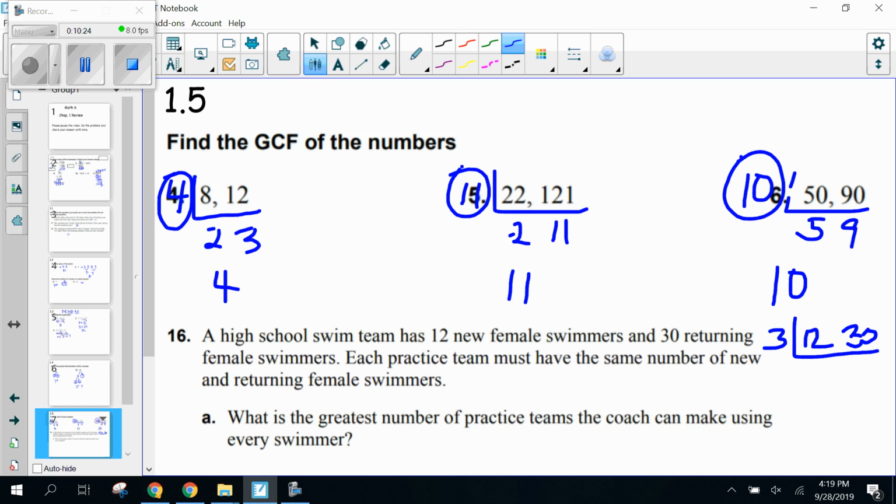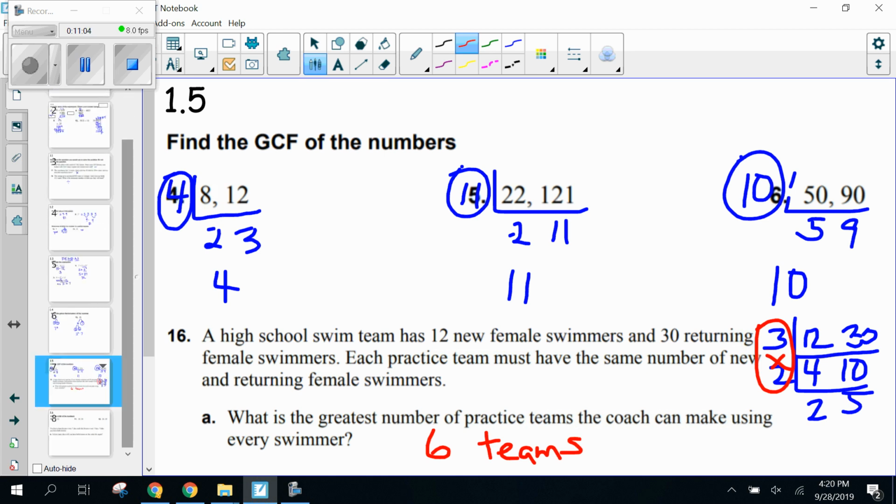I'm dividing each number by 3. I get a 4 and a 10. So that means I'm not done because they're even numbers. So now I'm going to divide by 2. And now I am done because 4 divided by 2 is 2 and 10 divided by 2 is 5. And there are no other common factors. So how you get the GCF is that you have to multiply those two numbers you divided by, which is 3 times 2. So we can have 6 teams using every swimmer and getting the same amount on each team.